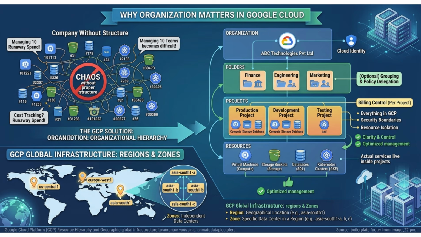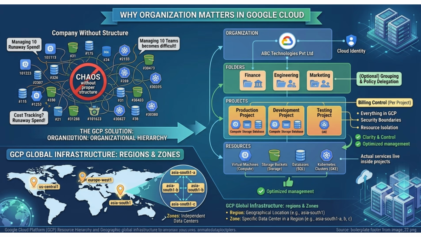Google Cloud Resource Hierarchy. The hierarchy looks like: organization, folders, projects, resources. Organization is the topmost level, usually created through Google Workspace. Example, ABC Technologies Private Limited. This represents the entire company. Folders. Folders help group resources. Examples: Finance Department, Engineering Department, Marketing Department.